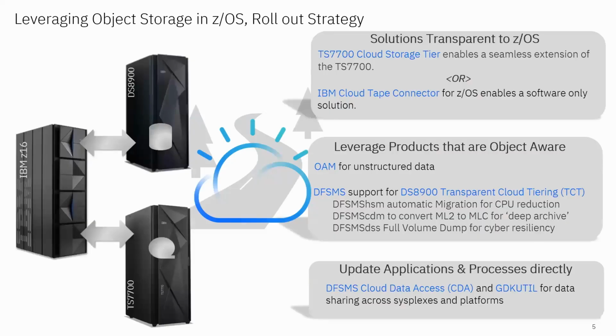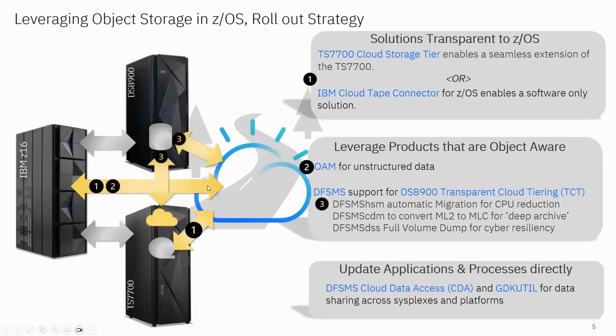So a little more specifically, let's first look at the data path for each of these. For the 7700 cloud storage tier, that's going to be a virtual tape going from your cache into object storage. And then you can see for cloud tape connector, I'm now bypassing any type of physical storage, and I'm going directly from z/OS to cloud object storage. For OEM, once again, it's direct from z/OS to cloud object storage.